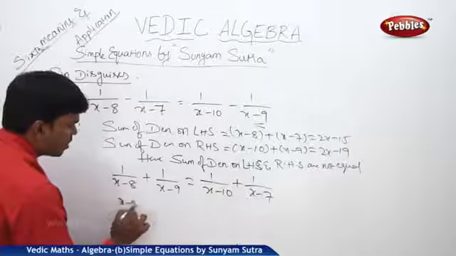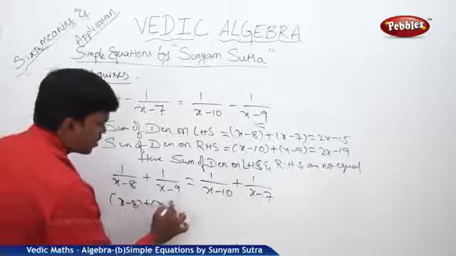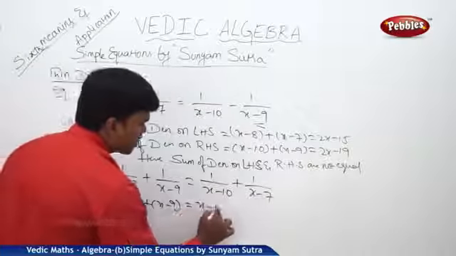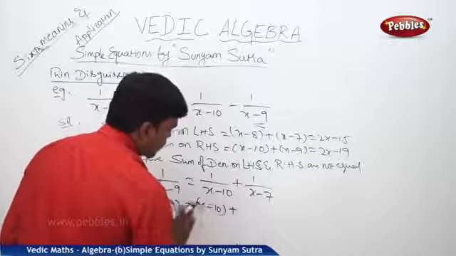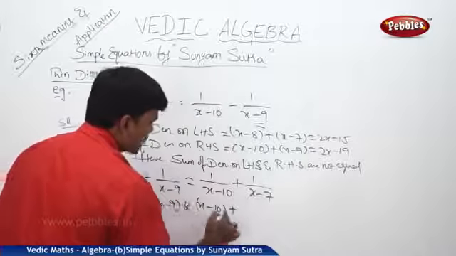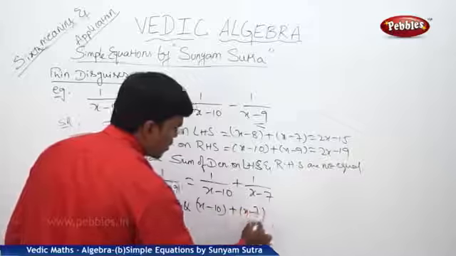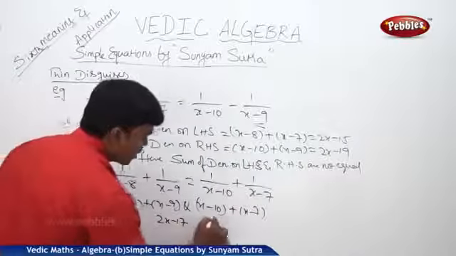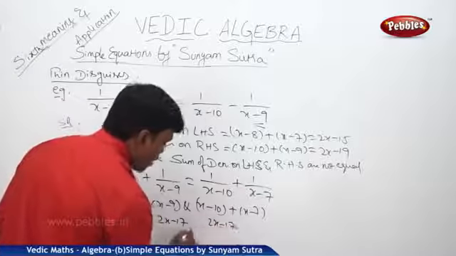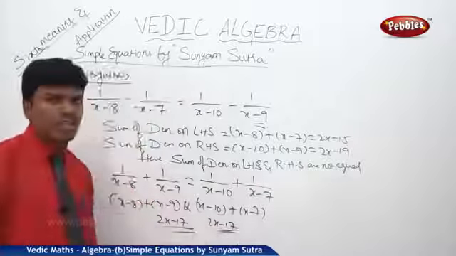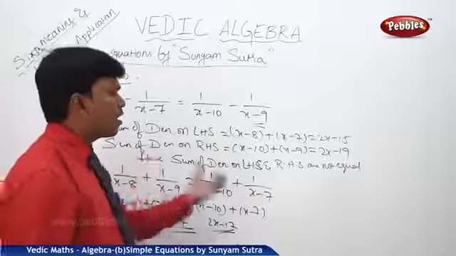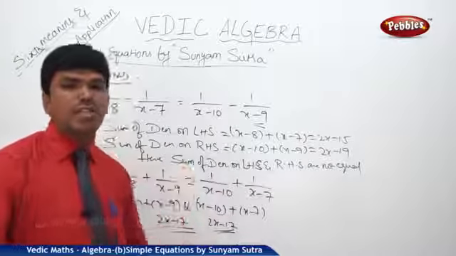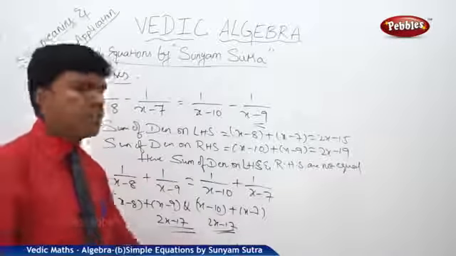How much? x minus 8 plus x minus 9 equal to x minus 10 plus x minus 7. So what is the sum on both sides? 2x minus 17. Here also 2x minus 17. Now they are equal. After transposing, after exchanging the terms, both the sums are the same.